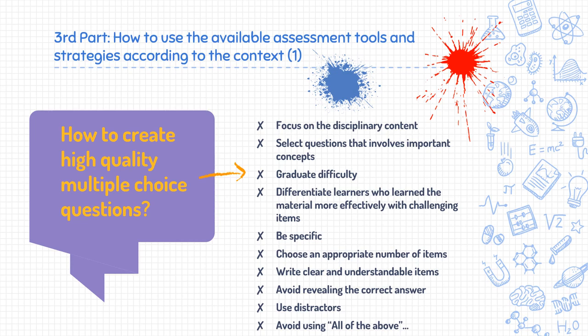Avoid providing clues on the correct answer, such as using a pattern of good answers, a long statement, etc. Use distractors, the wrong options, in related content, and include no more than 3 or 4. Avoid using "all of the above" or "none of the above" as options.